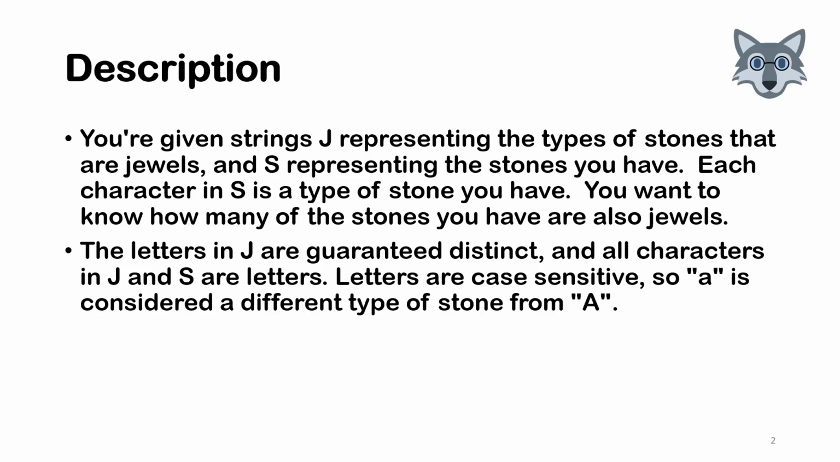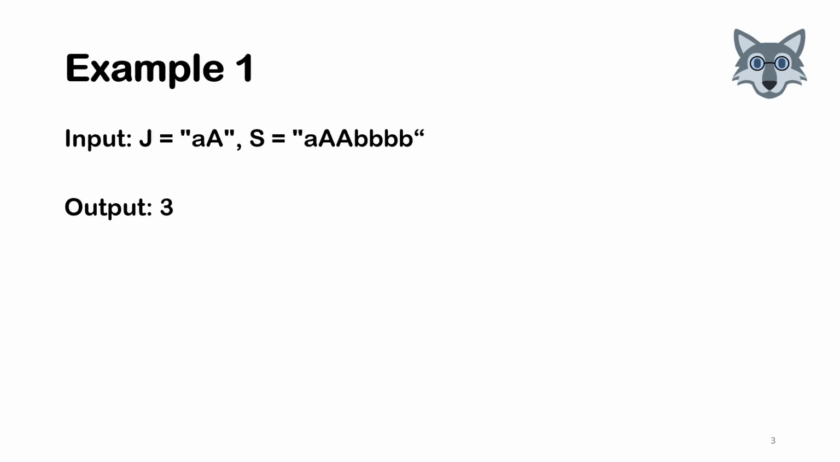You can read the description as always. If you pause it, you can read it, but I'll explain what this problem does based on the examples. Basically, you are given two strings, and J means jewels. So small a and big A are jewels, and then there are a bunch of stones, and you have to find how many jewels are in there. As we can see, small a, big A, and another big A equals 3 jewels. That's why you have 3 as the answer.